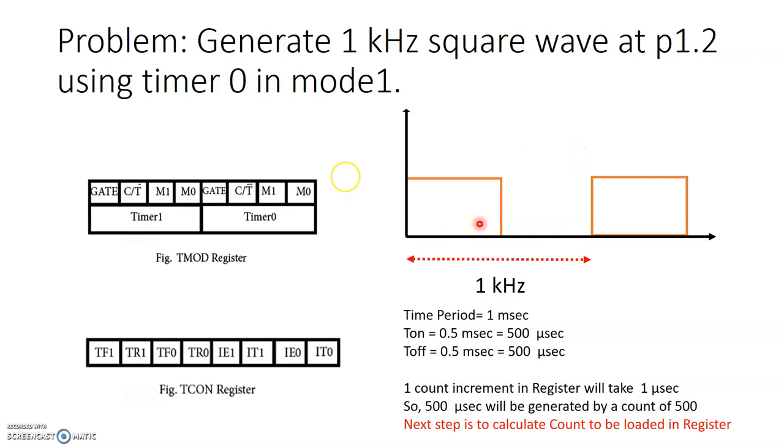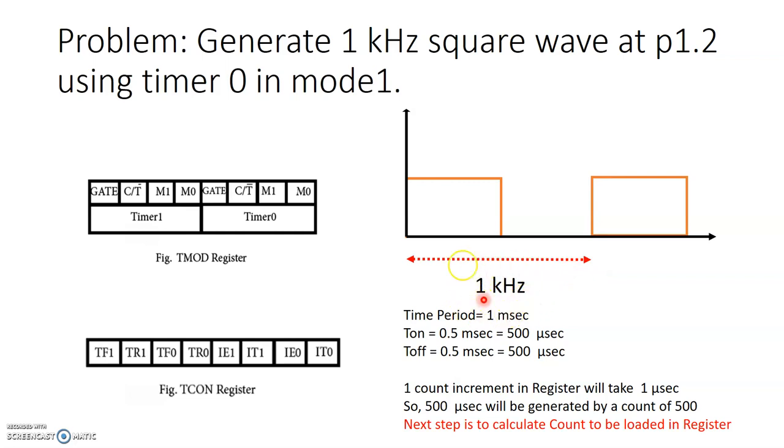So in this lecture, we will try to develop one program to generate a 1 kilohertz square wave at pin 2 of port 1 using timer 0 in mode 1. So basically the question is to generate such type of square pulses, and the frequency should be 1 kilohertz.